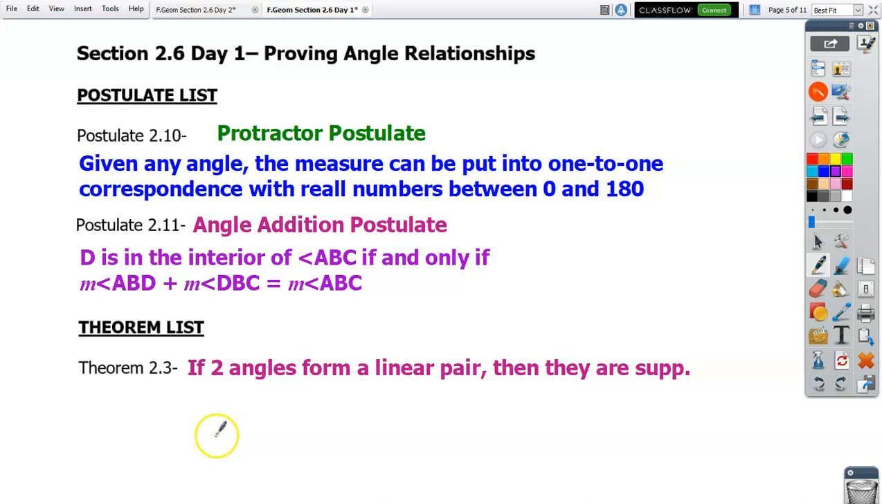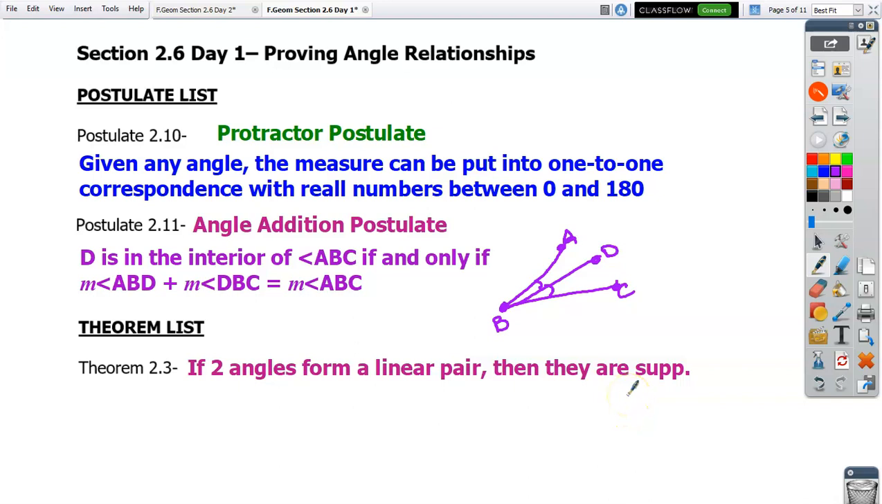It says D is in the interior of angle ABC if and only if the measure of ABD plus the measure of DBC equals the measure of ABC. So if you imagine an angle like this is ABC, then D is on the interior if you can add ABD and DBC and get the whole angle. Cool.